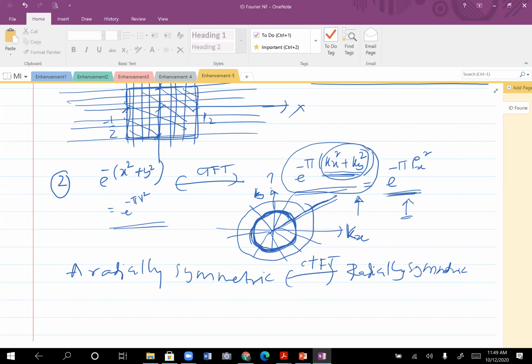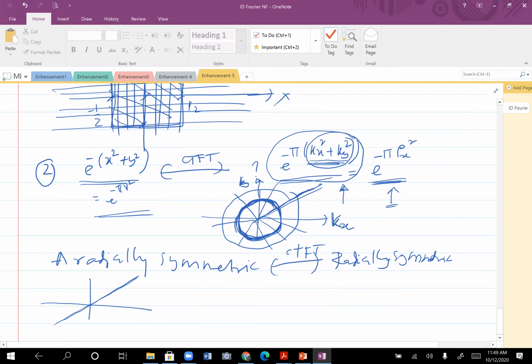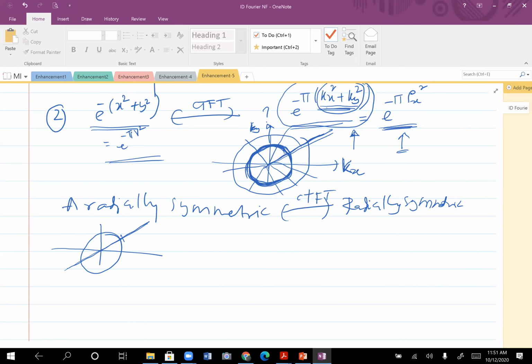See, radially symmetric means any function given in x and y, you convert it to r and theta. Since it is radially symmetric, you just compute for one value of r. The theta is immaterial now. So the same thing would happen here also. You just need to compute the 1D transform, and then it would repeat. So this is another important property.